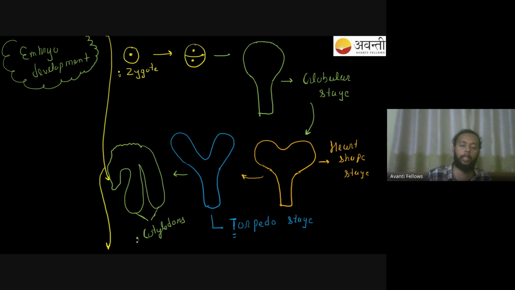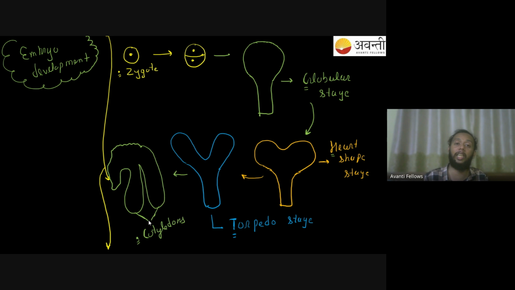Now, what kind of question can they ask you? They can ask you a question like, you have to arrange these stages. So you have to know, first is my globular stage, then heart stage, then torpedo stage, and then you have your two cotyledons or mature stage seen. That's my mature embryo, right? So they might ask you to arrange them.